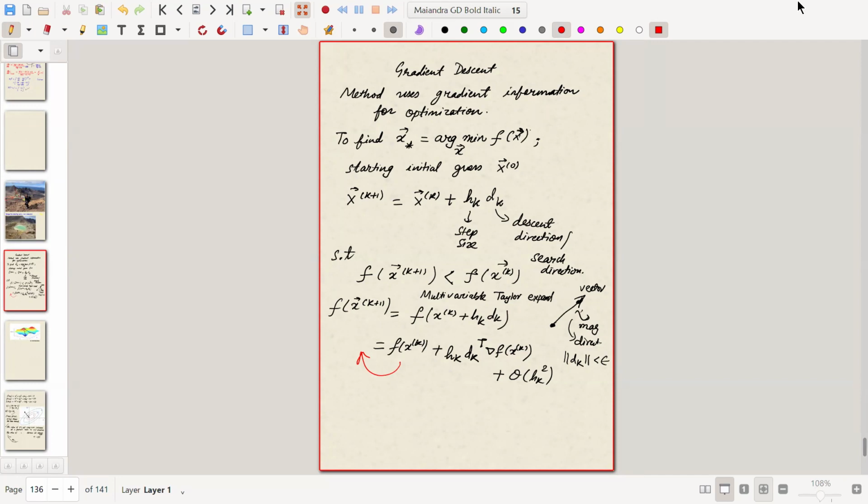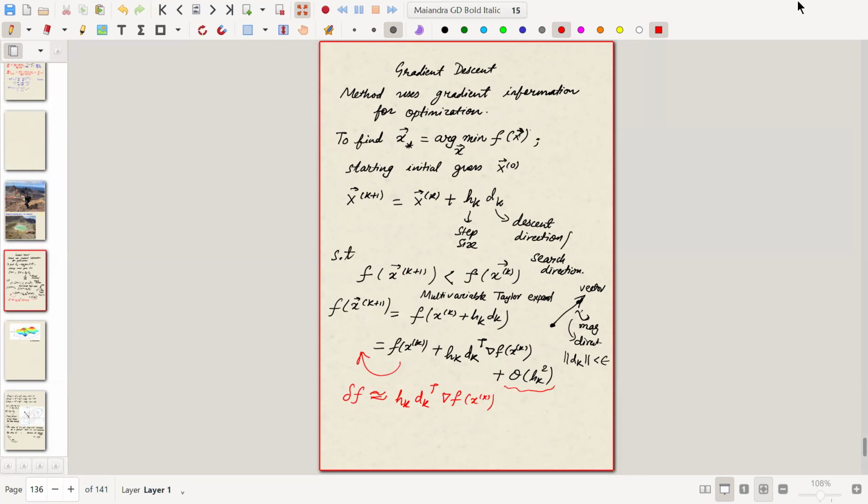Yes. So I can write it as delta f: change in function at one iteration, from the kth iteration to the k plus 1th iteration. And what is that quantity? This is not equal to. I should write approximately, because I'm not taking the higher order term. But it is there, I'm neglecting it, so I can't put an equal sign. I can approximate. What should it be? Hk dk transpose gradient of f at xk. So far clear?